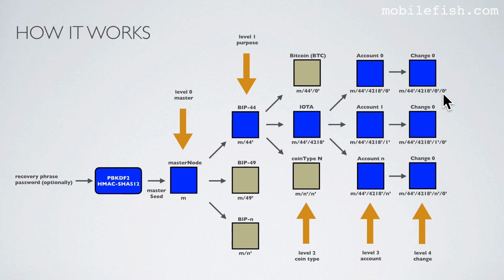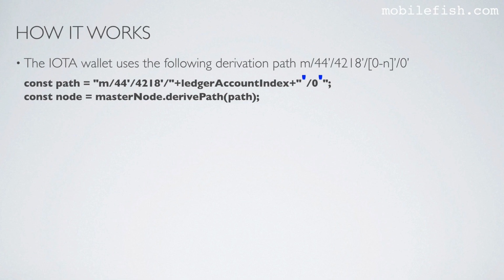That's this value. So level 0 is the master node, level 1 is the purpose level, level 2 is the coin type, level 3 is the account level, and level 4 is the change level. The IOTA wallet uses the following derivation path: m/44 prime / 4218 prime / the Ledger account index you have chosen prime / 0 prime. This is how it looks in code. Don't forget these apostrophes. And if we have the path, we can create our node.